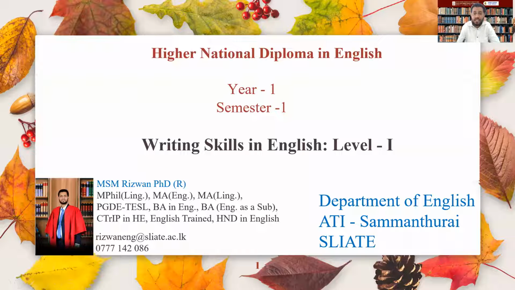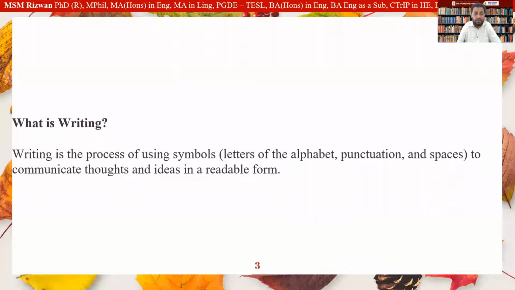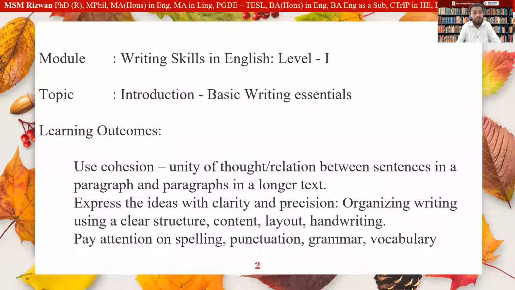Since you are the readers of High National Diploma in English, as you all know, writing skills in English is one of the course modules prescribed under the course of High National Diploma in English. In this module, you are expected to discuss the writing essentials. Under this topic, the given learning outcomes have been set to achieve, right?